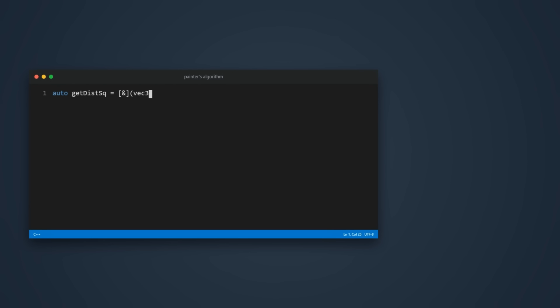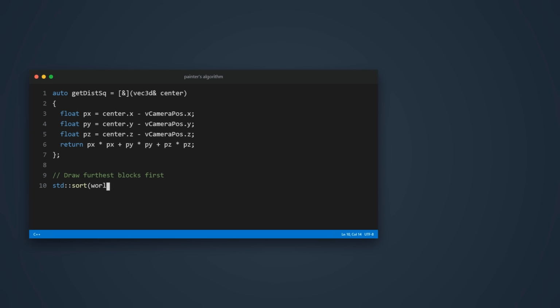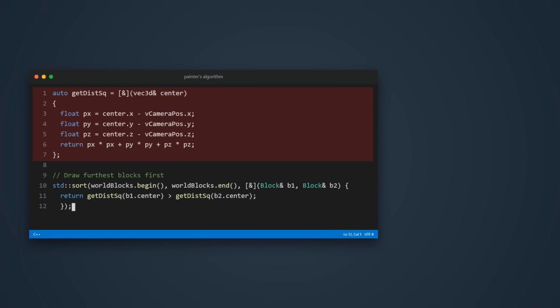Think about how you paint a landscape. You paint the distant sky first, then the mountains, then the trees, and finally the happy little bushes right in the foreground. We need to do exactly that. Before we draw a single pixel, we look at every block in world blocks. I wrote a tiny lambda function called getDistanceSquare that calculates the squared distance from the camera to the center of each block.